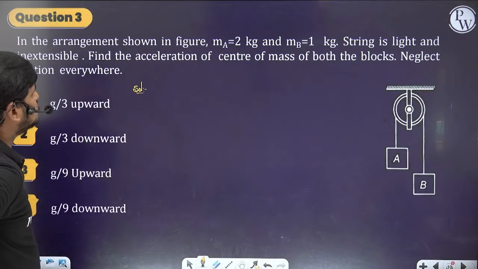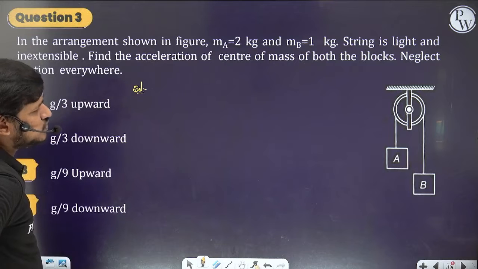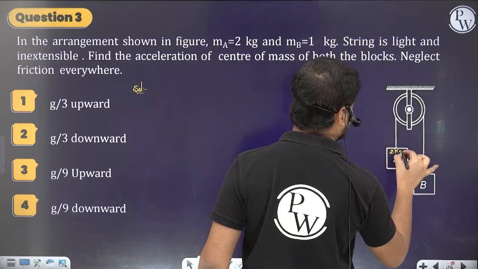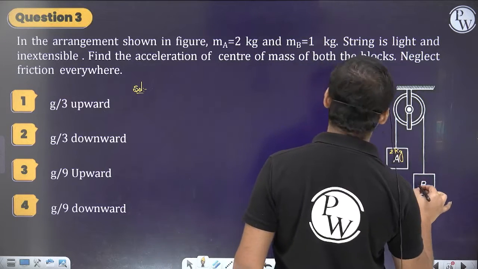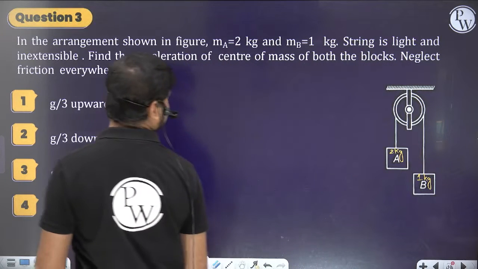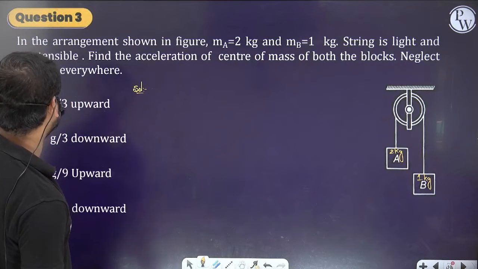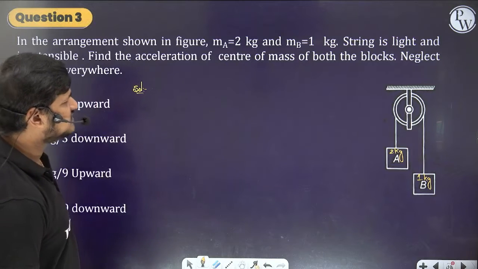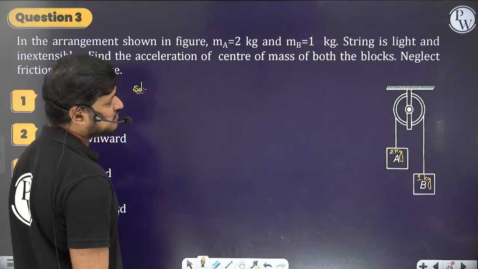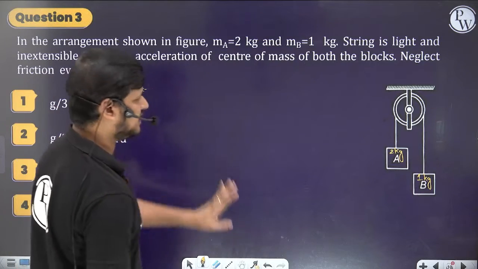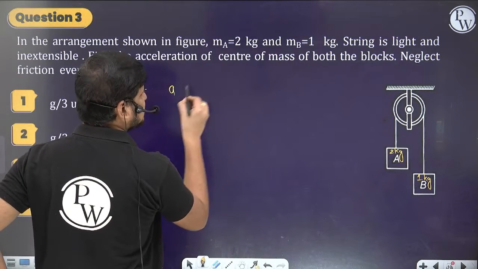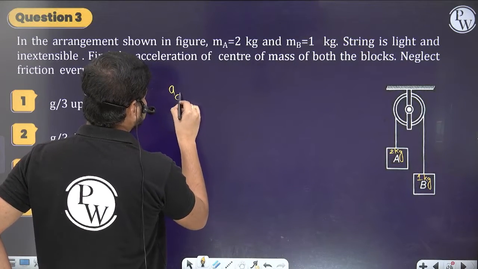In the arrangement shown in figure, MA is 2 kg. So the mass of the A block is 2 kg, and the mass of the B block is 1 kg. The string is light and inextensible. Find the acceleration of center of mass of both the blocks. Neglect the friction everywhere. So see here, we have to find ACM, the acceleration of center of mass of both the blocks.